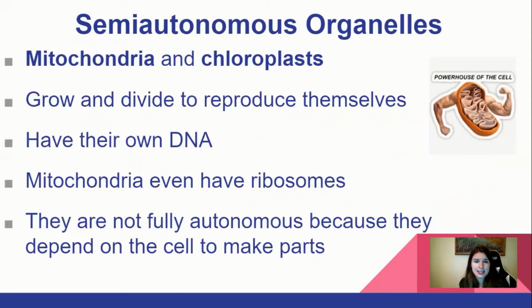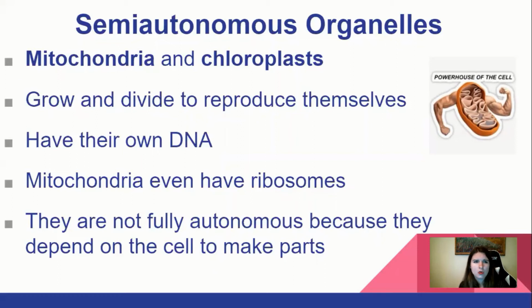That brings us to our semi-autonomous organelles. So these aren't involved in creating proteins or really using those proteins, but they're mostly going to be involved with energy. We call them semi-autonomous because they're a little special. They kind of do their own thing. So mitochondria in animals and chloroplasts in plants each have their own DNA. Mitochondria even have some of their own ribosomes.